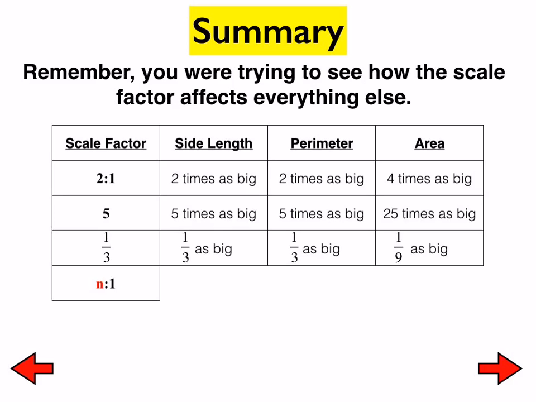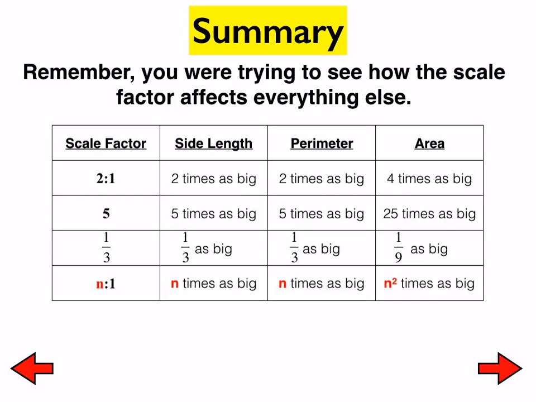And so a little formula, if you want to think of it that way: if the scale factor is n to 1, where n represents any number basically, the side length will be n times as big. And we have blank areas to fill in here. The perimeter will be n times as big. But the area will not be n times as big. What would it be? N to the second power. Good. That's really what's happening.